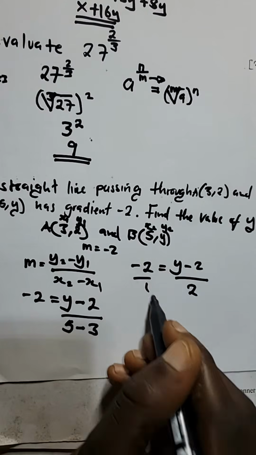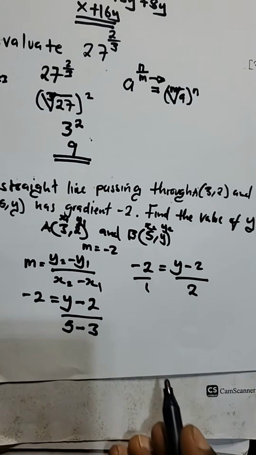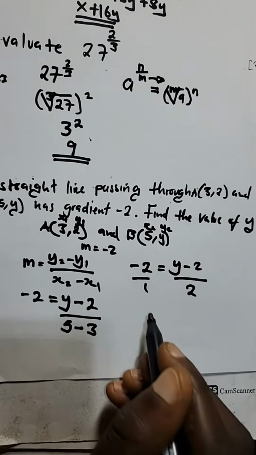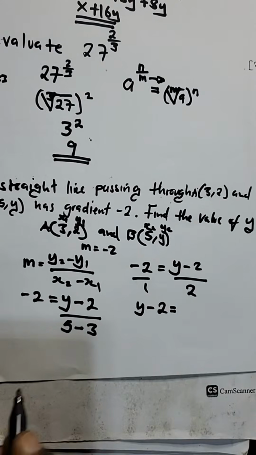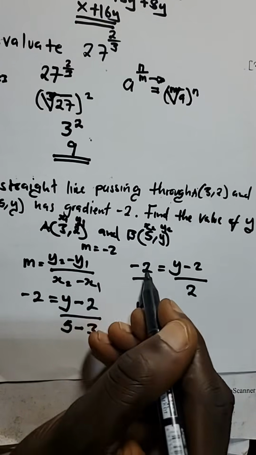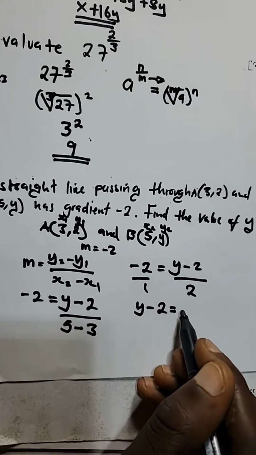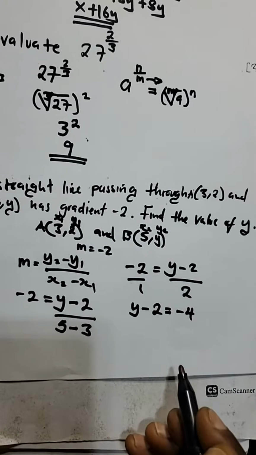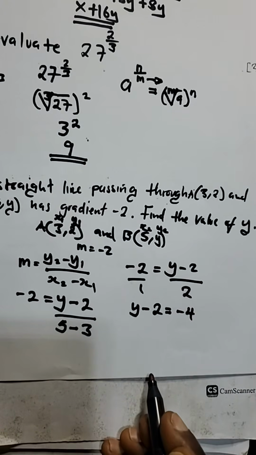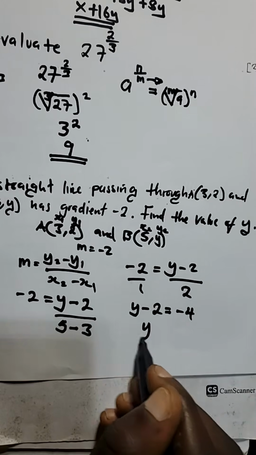So you can just cross multiply here. So 1 times y minus 2 won't change anything, it just remains as y minus 2, which is equal to -2 times 2, which is -4.